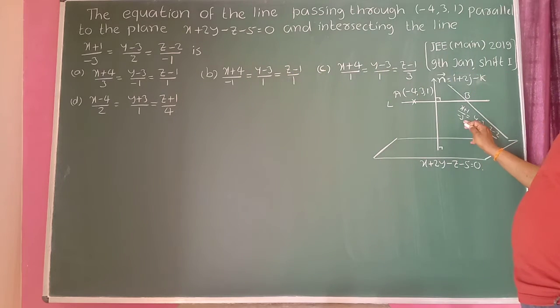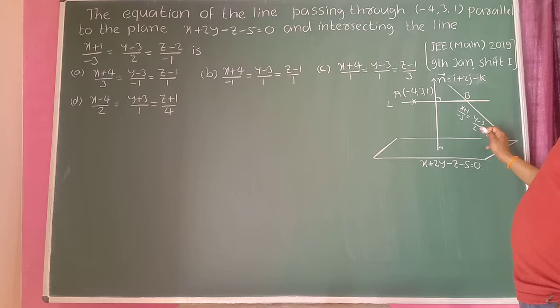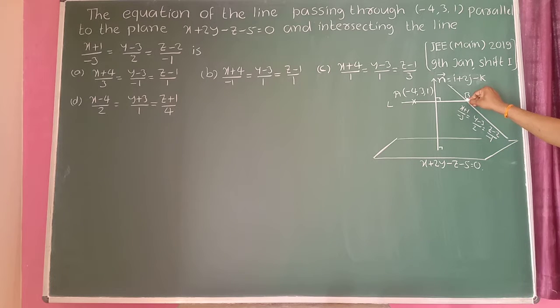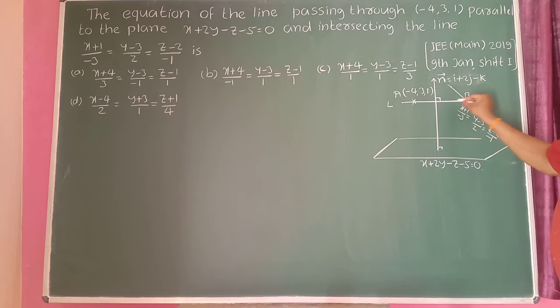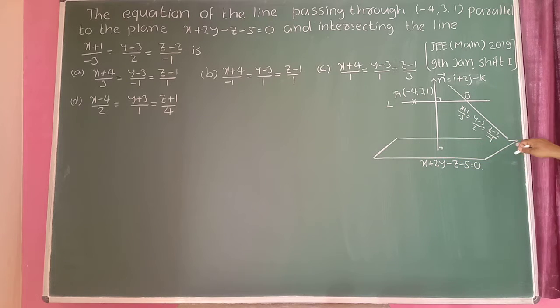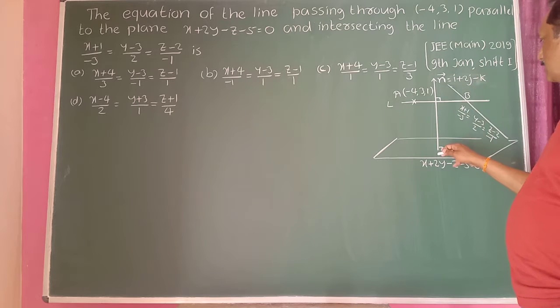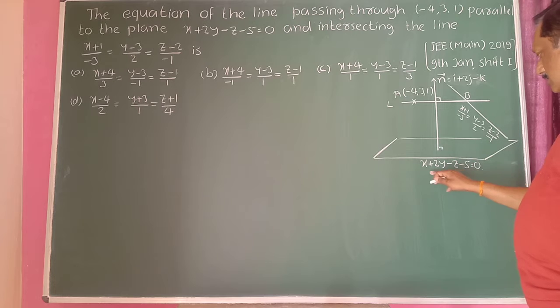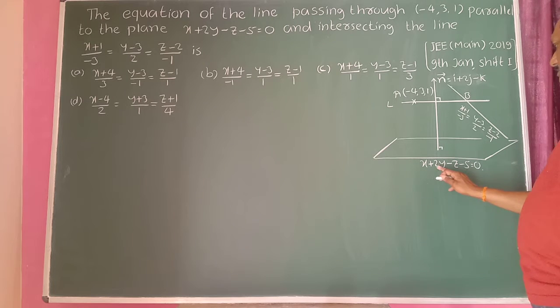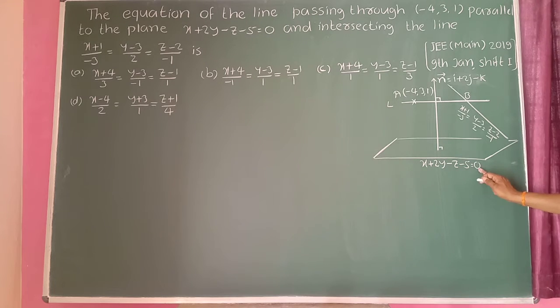(x + 1)/(-3) = (y - 3)/2 = (z - 2)/(-1). This is the line of intersection. And our line is parallel to this plane. If the line is parallel to the plane, then the line is perpendicular to the normal of the plane. The equation of the plane, already given, is x + 2y - z - 5 = 0.